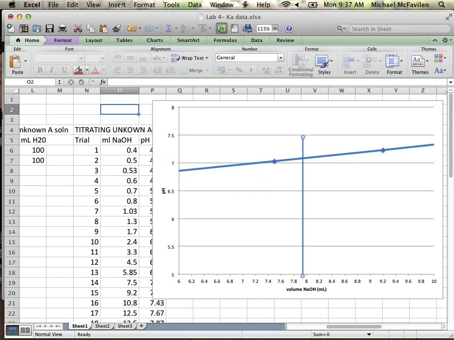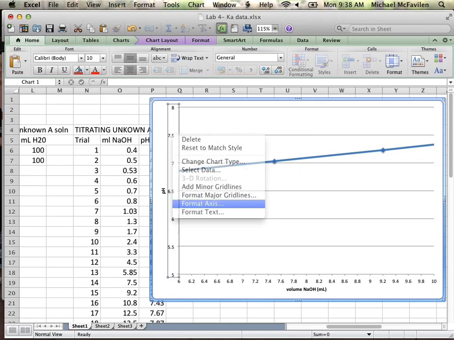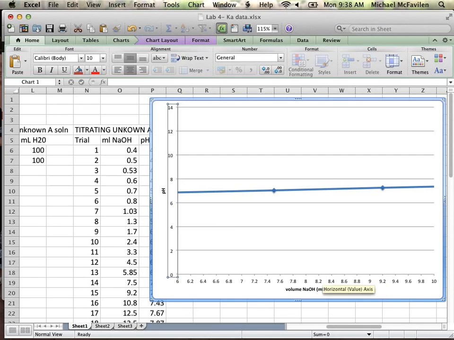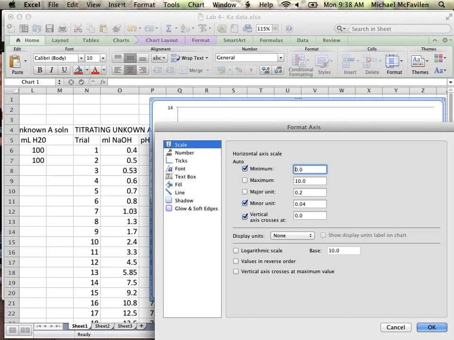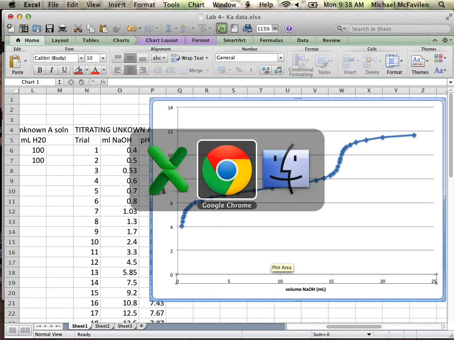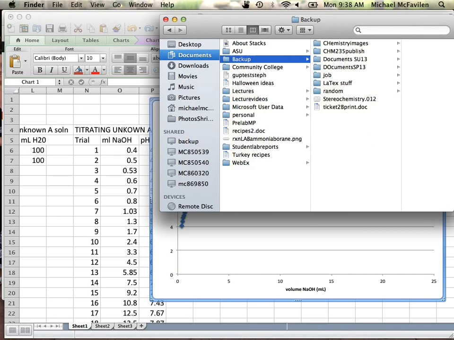The next part of this is to go through with some other mathematics. Okay, so we'll zoom back out. What we can do is go back to the lab procedure.